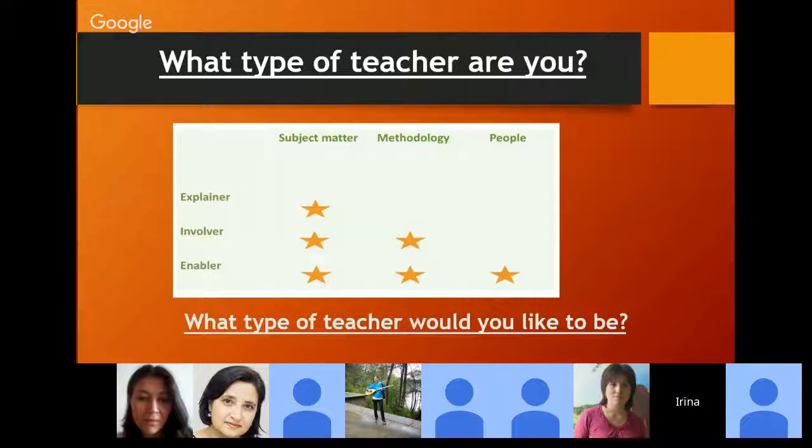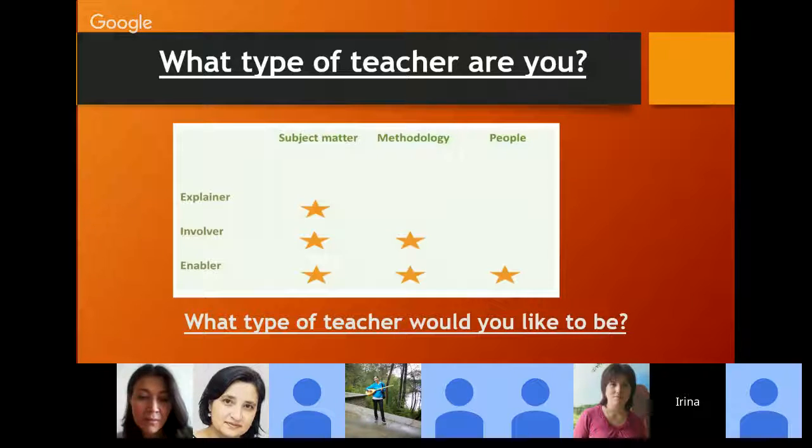The author, Adrian Underhill, said that usually the teachers who start their teaching career are the explainers because they do not have yet those methodology tricks or the feeling of the class. So they tend to explain everything, to come prepared, to visualize the material. The involver then tries to delegate the activities. That's the second stage, when the teacher already has some experience, he or she has worked and knows how it functions, so moves to the second stage, the involver.